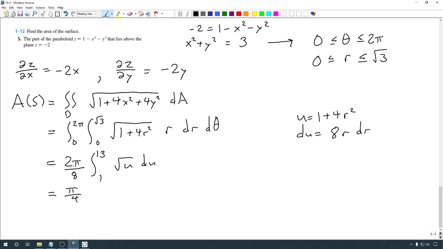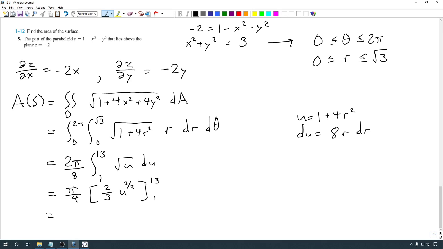You're just going to reduce this to pi over 4. This integral, the integral of square root of u, is going to be, well, we're going to raise the power of 1/2 to 3/2, and then we divide by the new power, so we multiply by 2/3. We're going to take that from 1 to 13.